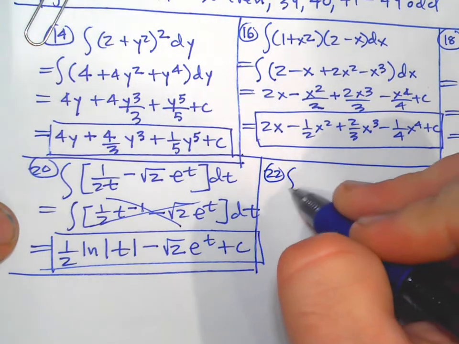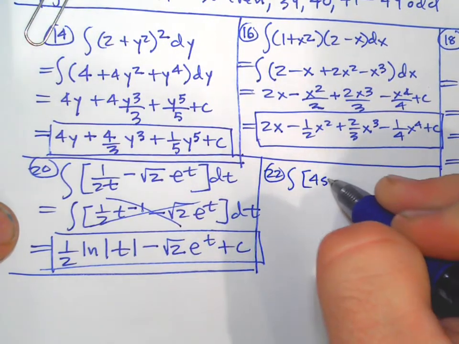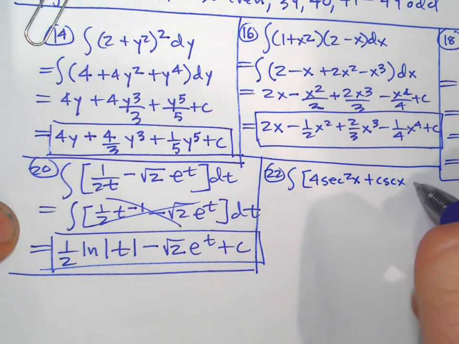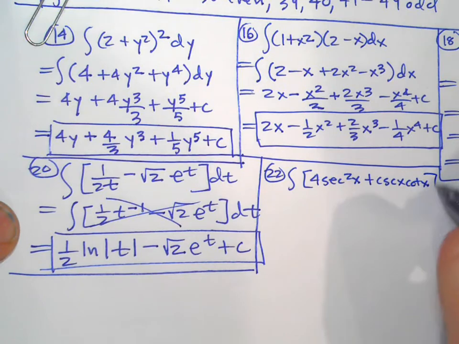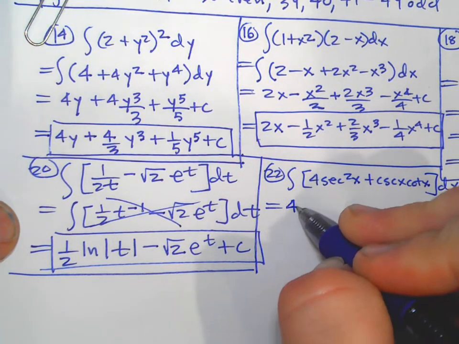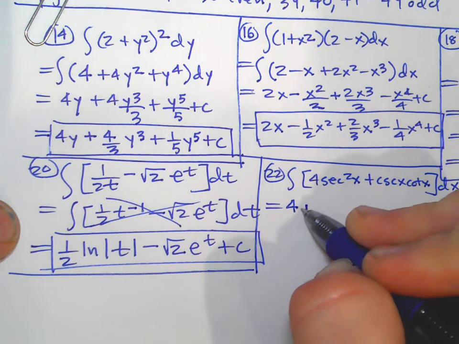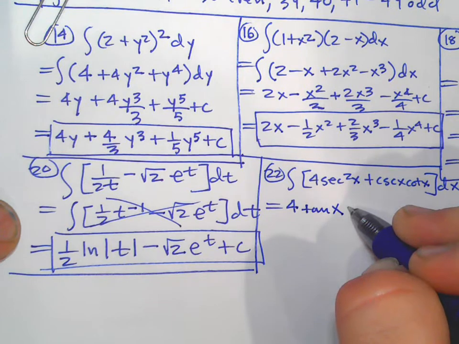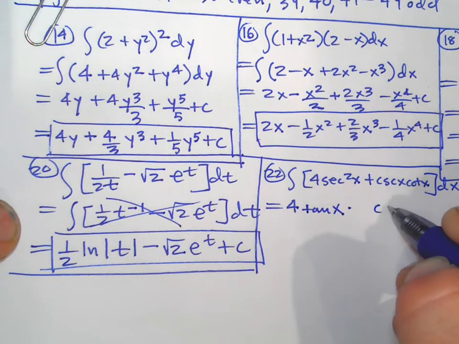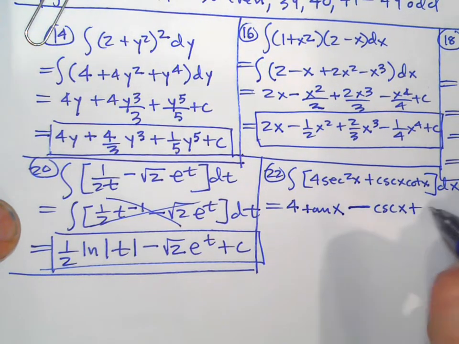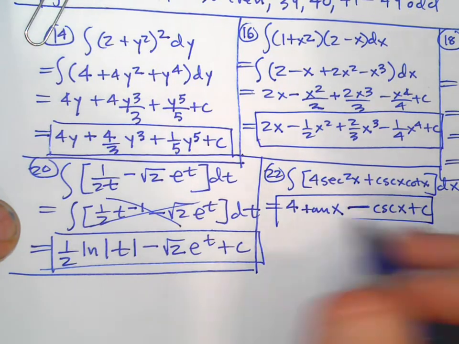22 is the integral of 4 secant squared x plus cosecant x cotangent x. And this is about as direct as any of these problems get. The antiderivative of secant squared is tangent x, right? The antiderivative of cosecant cotangent is cosecant, but it's going to give you an extra negative when you take the derivative of it, so you need a negative here to cancel it out. Plus c, don't forget the plus c.